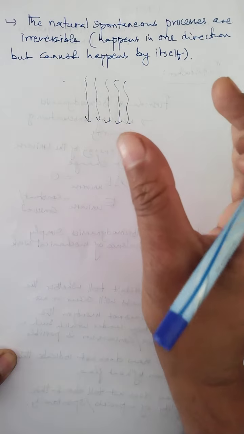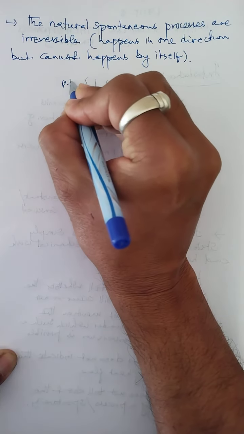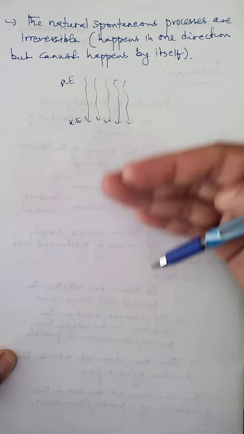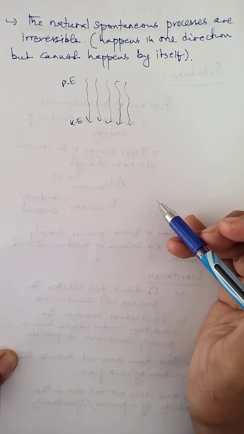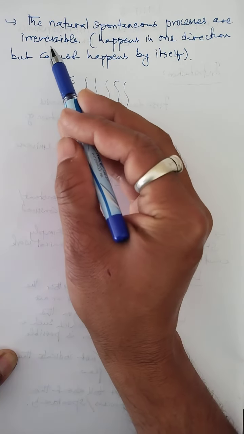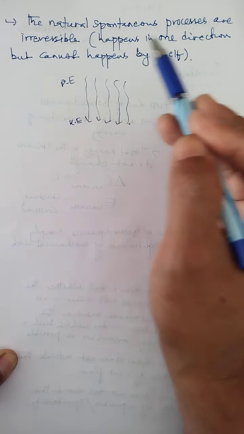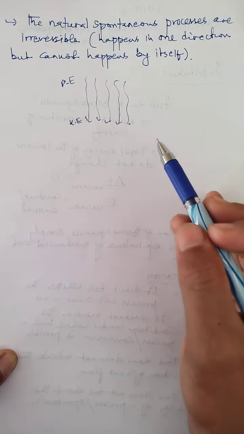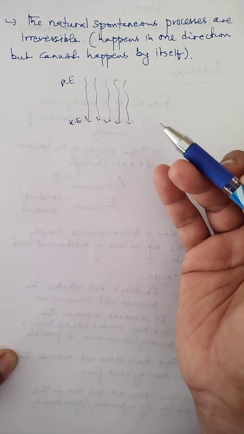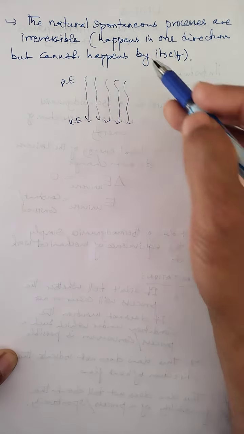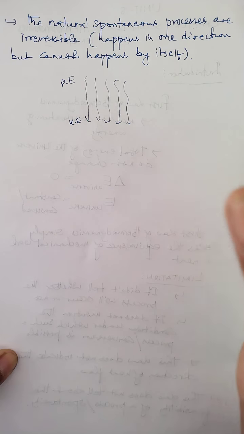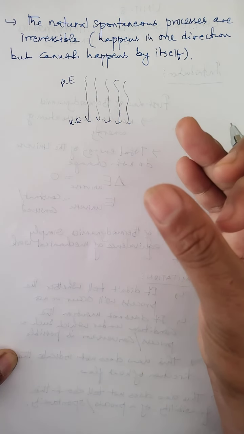No doubt the first law of thermodynamics is applicable, where potential energy at the greatest height gets converted into what energy? Kinetic energy. But can you see the same water going back by itself to the higher level? It cannot. That means any natural spontaneous process is usually irreversible. It happens only in one direction and cannot happen by itself. So this is the drawback which was not explained by the first law of thermodynamics. Although in this example energy conservation takes place, the first law, the law of conservation of energy, is valid.